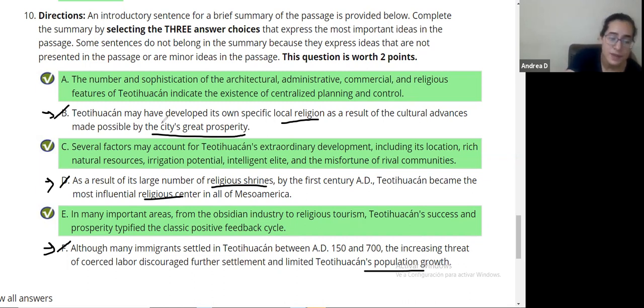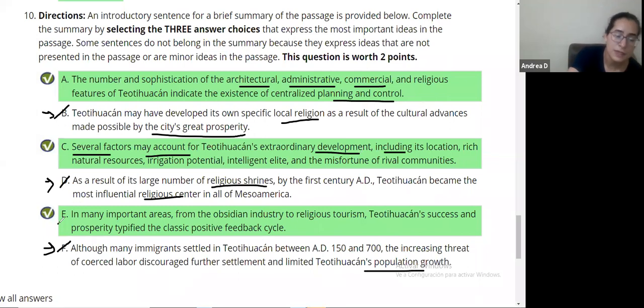But if you look at A, C, and E, on the other hand, they include everything, don't they? Because they are like the number and sophistication of the architectural, administrative, commercial, religious features of Teotihuacan indicate the existence of centralized planning and control. So in general, many things. Several factors may account for Teotihuacan's extraordinary development, including its location, natural resources, potential, elite, misfortune, rival communities. So again, including these factors, but not excluding other factors. So several factors, the development of Teotihuacan.